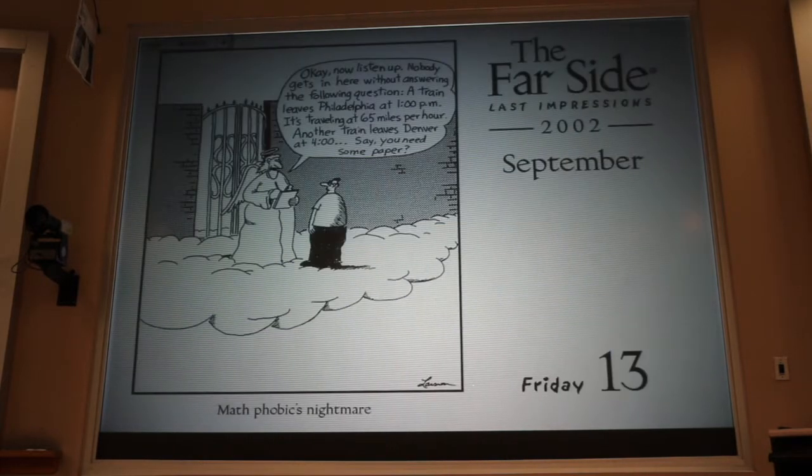I like this far side. Okay, now listen up. Nobody gets in here without answering the following question. A train leaves Philadelphia at 1. You're traveling 65 miles an hour. Another train leaves Denver at 4. Say, do you need some paper?